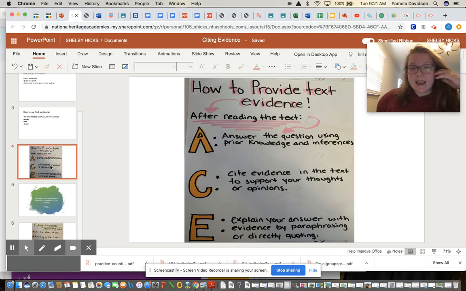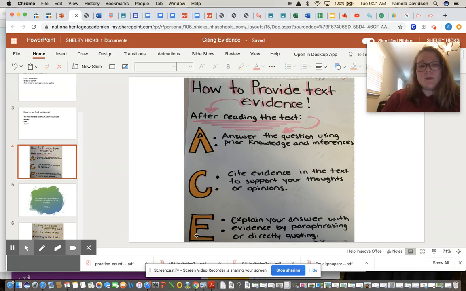Now we're looking at C. C is cite evidence in the text to support your thoughts or opinions. So when you're citing evidence, you need to look back at your text and write evidence or proof from the text that supports your answer. So if you're saying, well, Sam can't go into the underbrush because of this, and in the story it says this, which proves why Sam can't go into the underbrush.